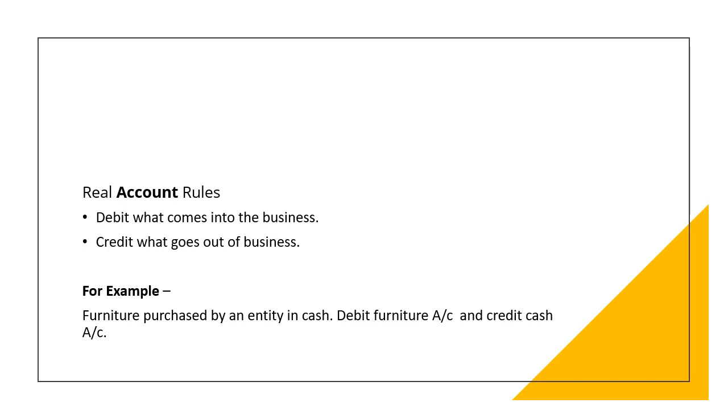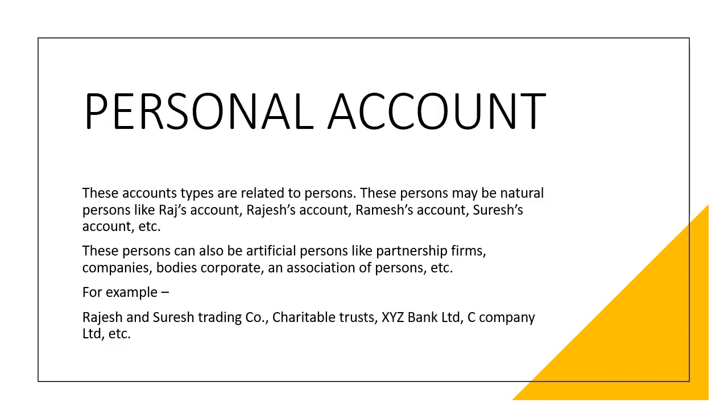Means debit what comes into the business and credit what goes out of the business. Example, furniture purchased by an entity in cash. So cash is going out, so it will be credited and furniture will be debited. So this is all you need to know about real account.